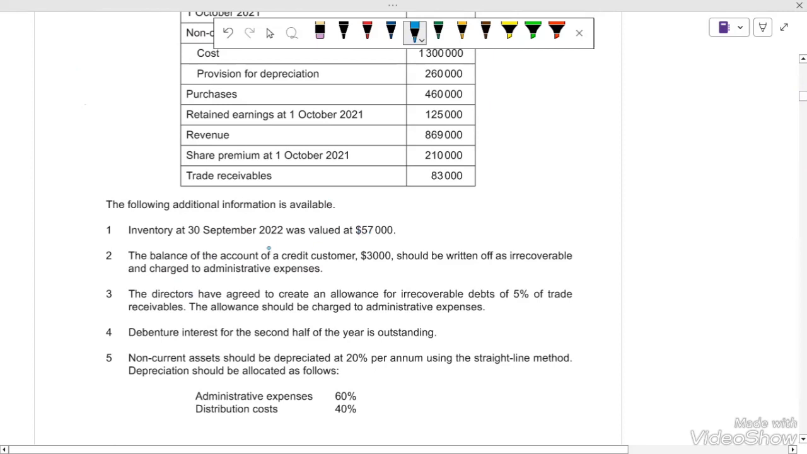Inventory, this is our closing inventory because the date is 30 September 2022. The balance of the account of a current customer, $3,000, should be written off as irrecoverable and charged to the administrative expenses. The directors have agreed to create an allowance for irrecoverable debts of 5% of trade receivables. The allowance should be charged to the administrative expenses. Debenture interest for the second half of the year is outstanding.